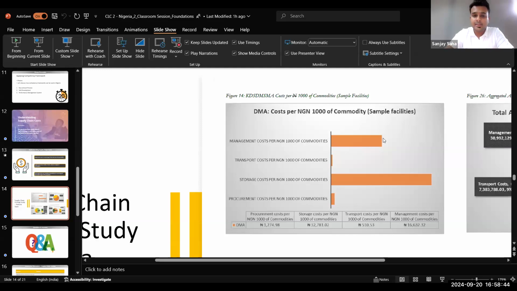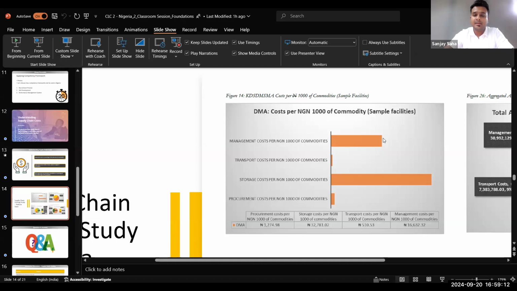They did the study of supply chain costs in Kaduna State. They took a three-tier setup. Tier one, which is DMA. Tier two, I think the bigger facilities and hospitals, and the tier three was your facilities at LGAs. Okay, and they calculated various costs which are included in supply chain.